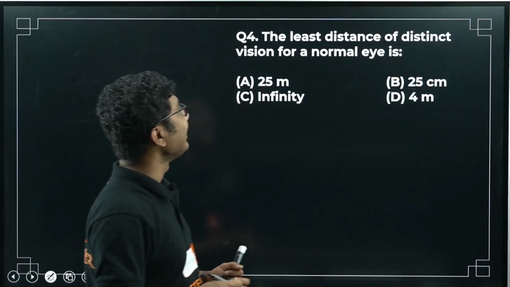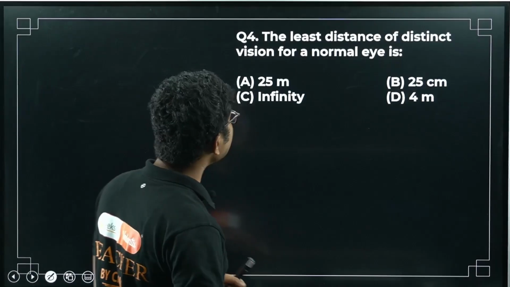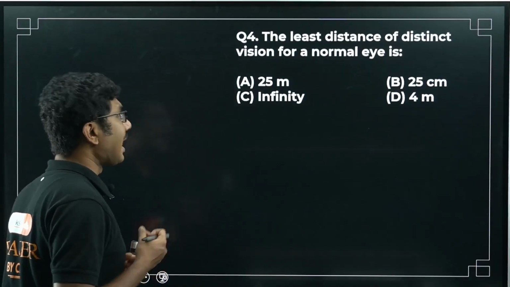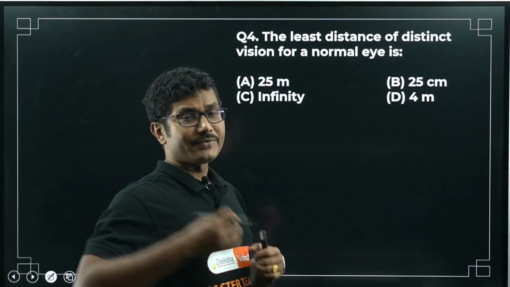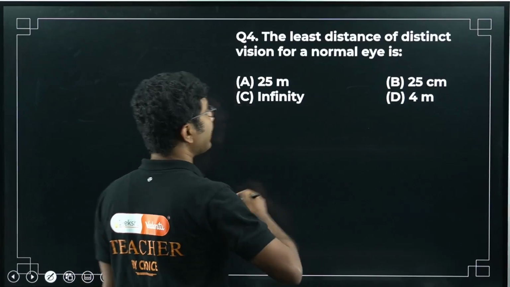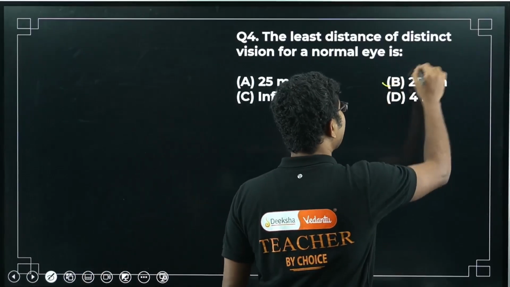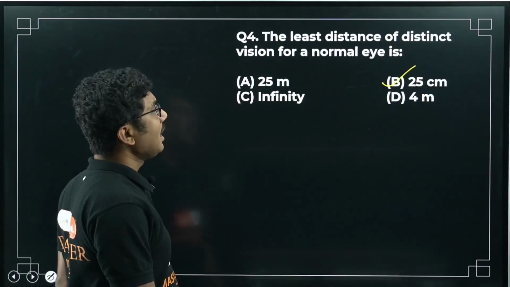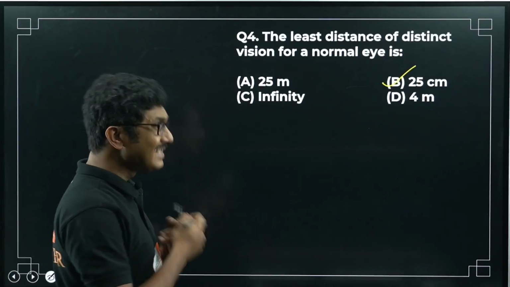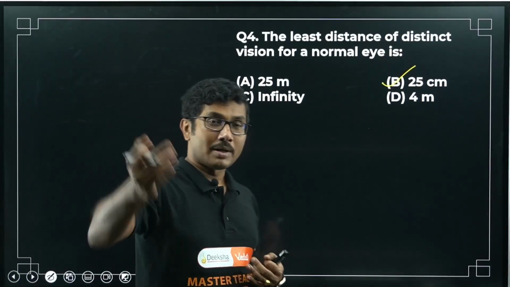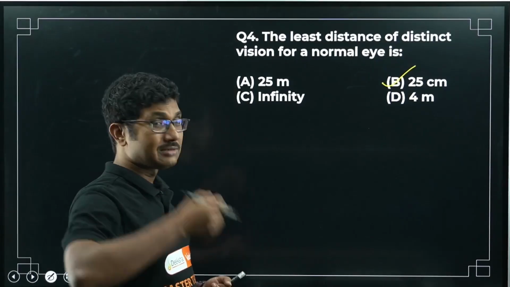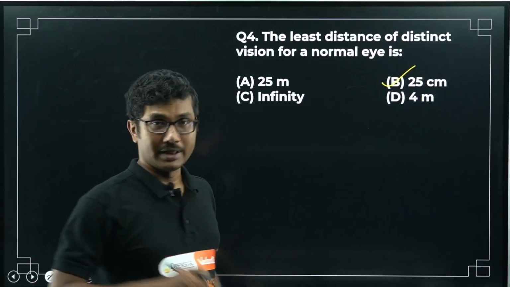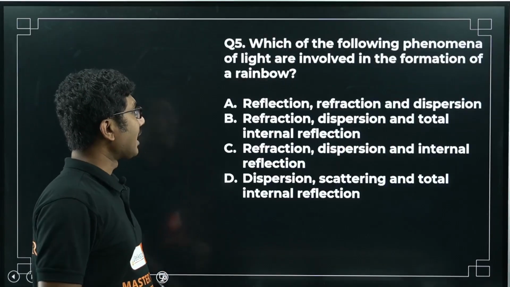Next question is, the least distance of distinct vision for a normal eye is? Least distance of distinct vision for a normal eye is 25 centimeter. Be careful, do not mark 25 meter by mistake. So 25 centimeter is the least distance, and the normal maximum far point or maximum distance is basically infinity. Be careful while answering such questions.